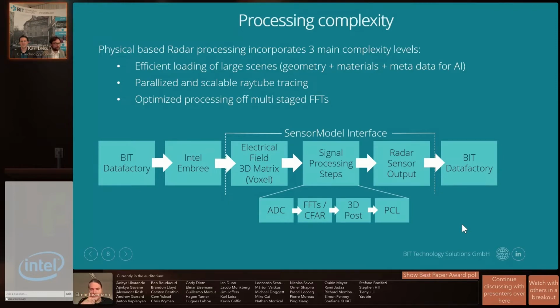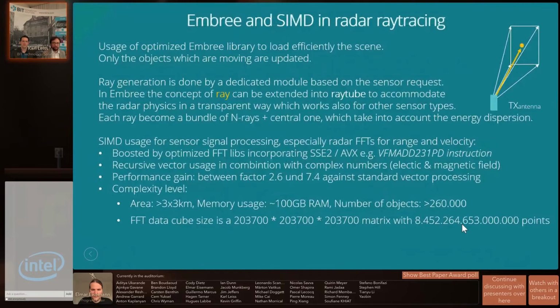In this way, you can calculate the electric field information, the electric field strength, as a function of time. And this is actually the input for the second stage of your radar sensor model. It's just a manipulation of this information with several stages like digitalization and fast Fourier transforms. And all this should be organized in a very parallelized and scalable way using the concept of ray tube instead of the concept of simple ray. And that's pretty much everything. This is the summary slide for my part.